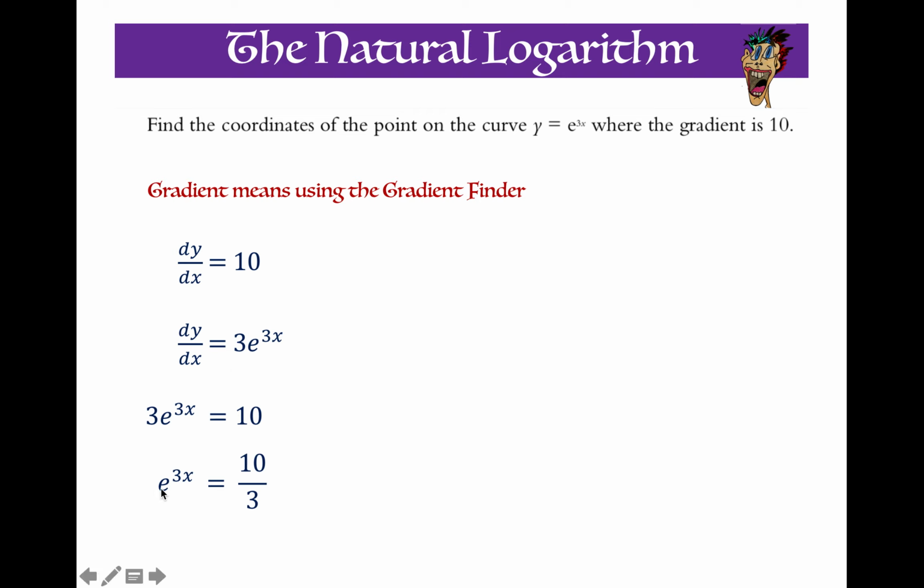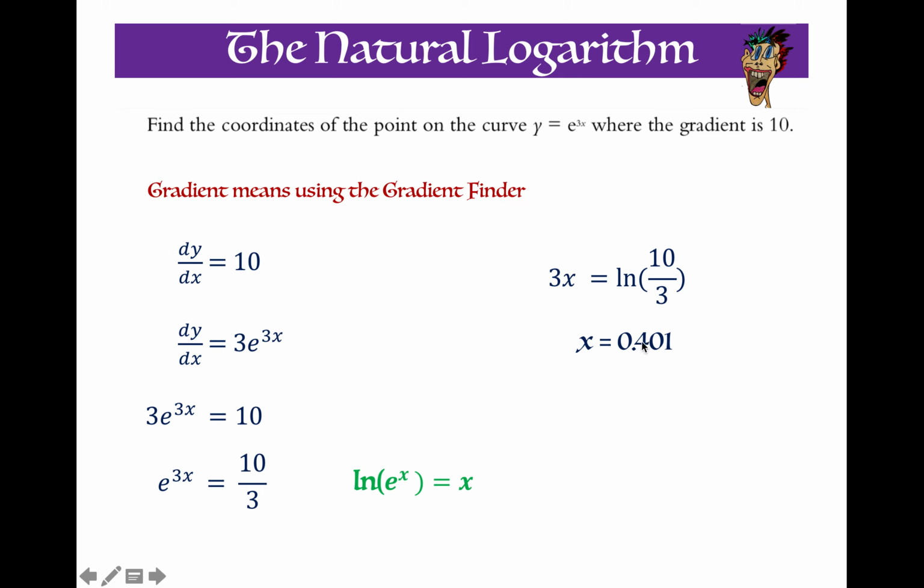I need to ln this side. By doing that, this simply becomes 3x. And on the right-hand side, it becomes ln of 10 over 3. I can then divide both sides by 3, so that I end up with x equals 0.401. Don't forget it says the coordinates, always read the question, be careful with that.